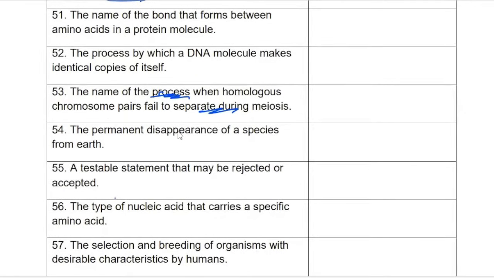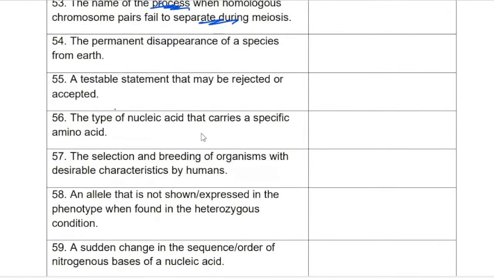The type of nucleic acid that carries amino acids, we call it transfer RNA. The selection and the breeding of organisms with desirable characteristics by humans, how do we call it? Since this is selection, we call it selective breeding. An allele that is not expressed in the phenotype when found in a heterozygous state, for example capital T small t, is called a recessive allele.